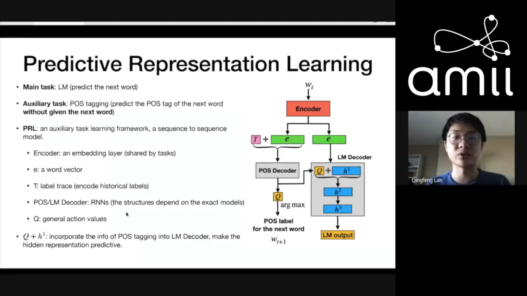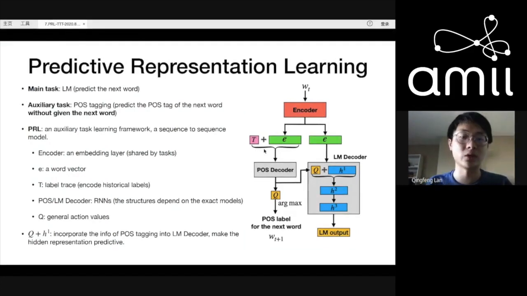It's also a sequence-to-sequence model. And here you have an encoder, and for each word WT, the encoder encodes it into a word vector E, and the encoder is just an embedding layer shared by all tasks. Then you can concatenate the word vector with T. I call T the label trace, which is used to encode all historical labels.